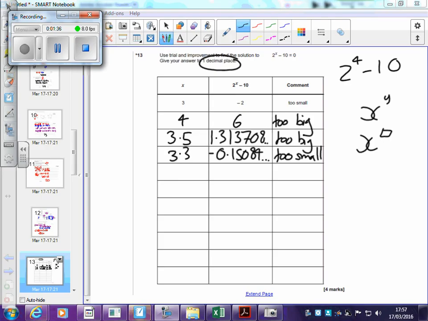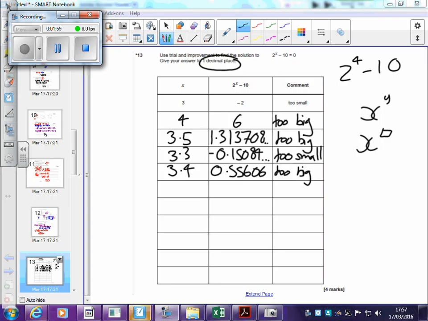So 3.5 was too big, 3.3 was too small, so the next logical step is 3.4. Each time I'm just trying to get a better one. So I get 0.55606, which is too big. Now what a lot of people do is then say, right, well, I only want the answer at one decimal place. I can see that 3.3 is closer, so I'm just going to say that is the answer.